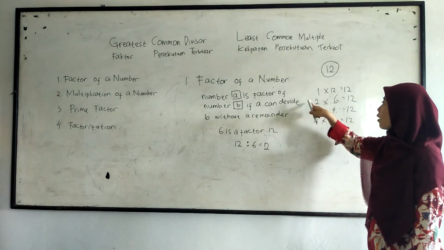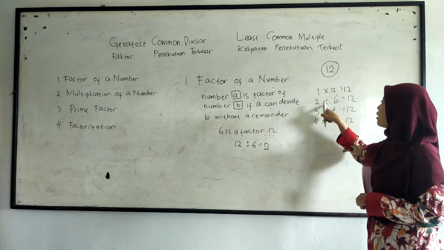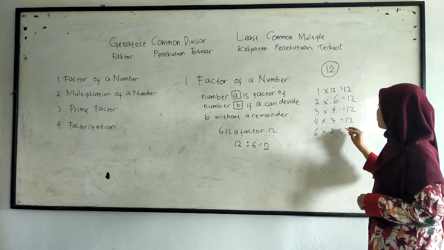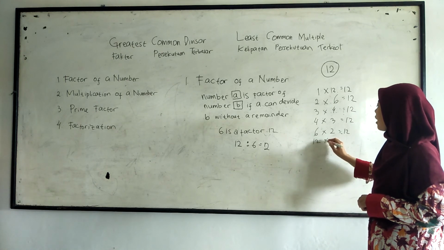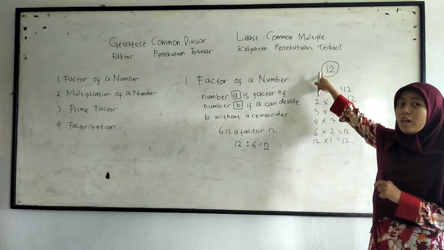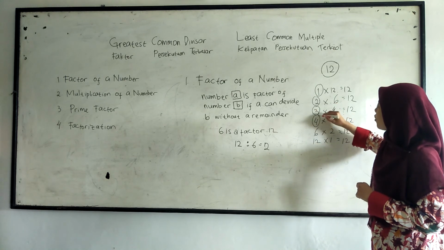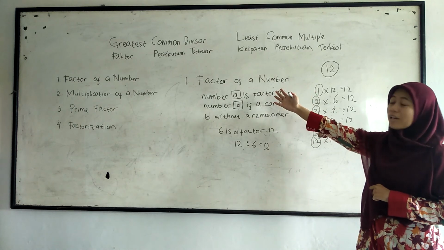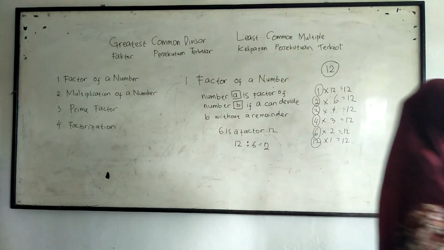So we can just write it down here and just reverse it. So 2 times 6 is the same as 6 times 2. And 1 times 12 is the same as 12 times 1. So we get that factor of number 12 is 1, 2, 3, 4, 6, and 12. Okay, that's all for factor of a number. Let's go to the multiplication of a number.